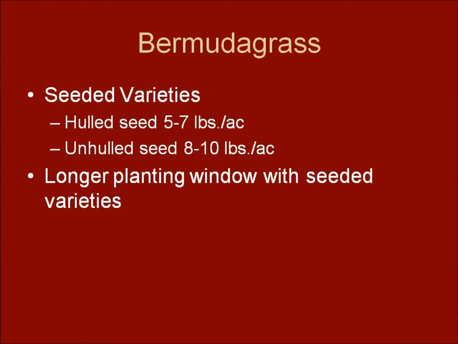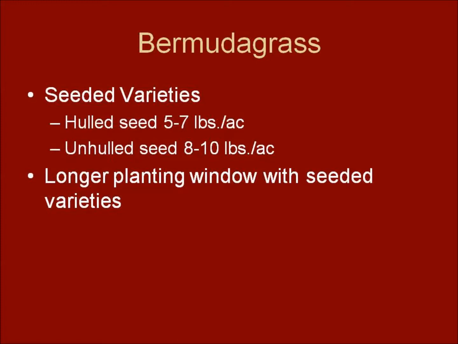As far as the seeded varieties go, we have two possibilities that you can get the seed, either hulled or unhulled, or you can get a combination. Actually, there's three, a combination of hulled and unhulled seed. If we're looking at hulled seed, we want to plant about 5 to 7 pounds of that seed per acre. If it's unhulled seed, it's 8 to 10 pounds per acre.